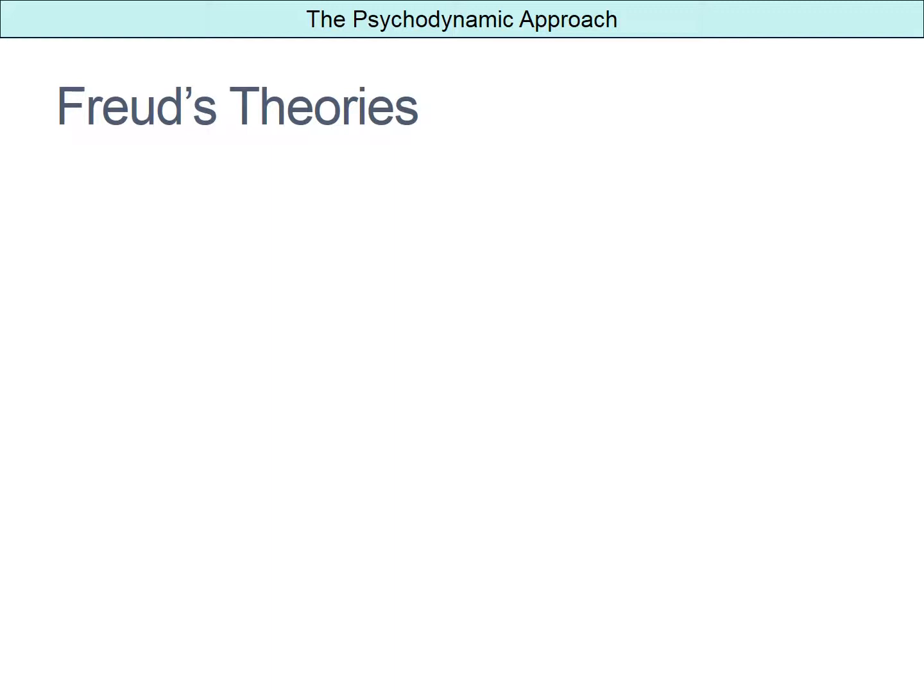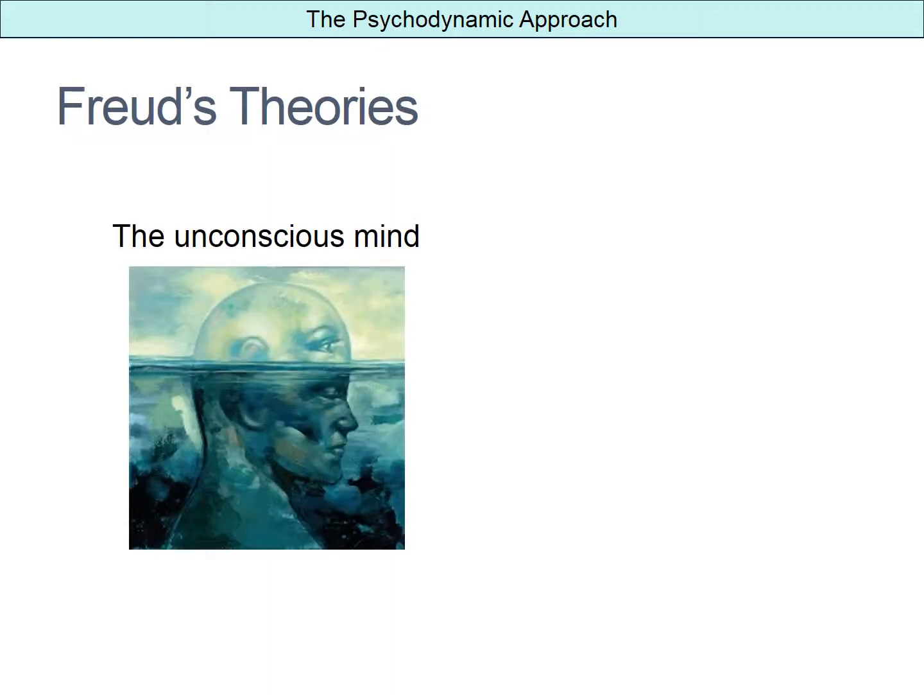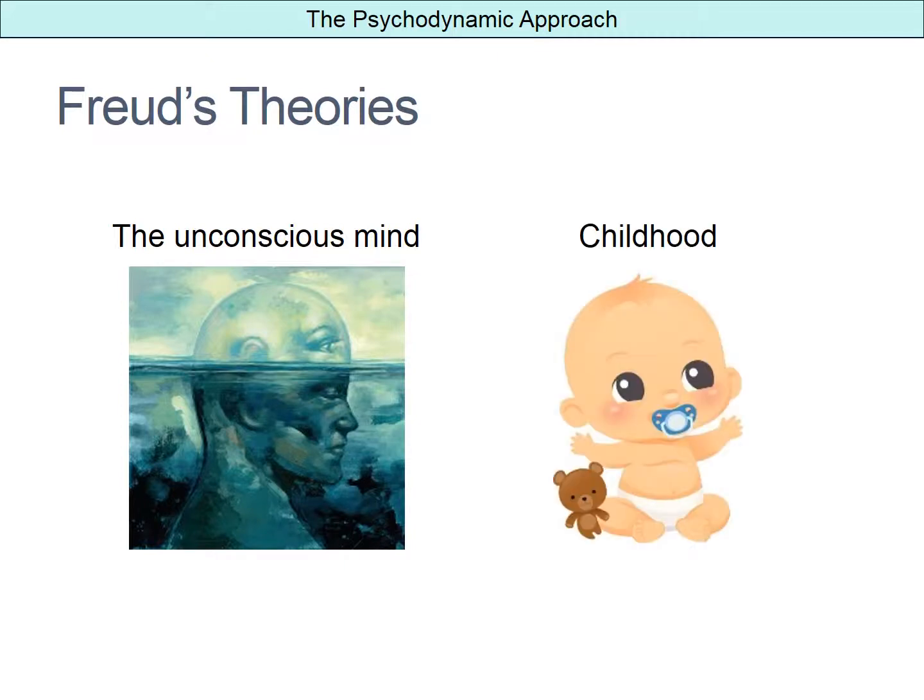Now, Freud's theories are based on two things. First of all, the idea of the unconscious mind, and the second one is the idea that childhood has a major impact on adult behaviour. Now, in order to understand how the unconscious mind can affect behaviour, you have to understand the structure of the personality. And in order to understand how childhood can affect behaviour, you need to understand how the personality actually develops. So we're going to take the unconscious mind first and talk through the structure of the personality.